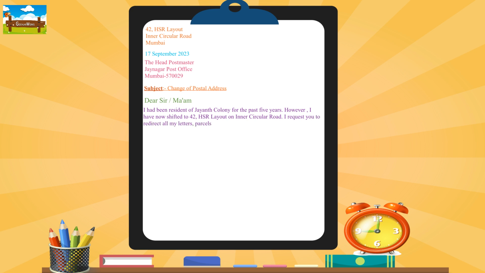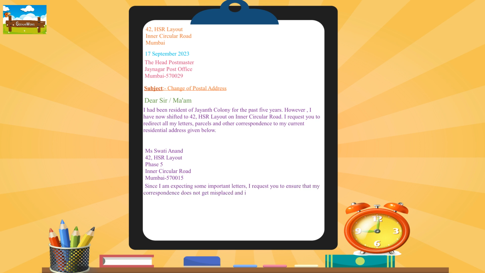I request you to redirect all my letters, parcels and other correspondence to my current residential address given below. Miss Swati Nanda, 42, HSR Layout, Phase 5, Inner Circular Road, Mumbai 570015. Since I am expecting some important letters, I request you to ensure that my correspondence does not get misplaced and is delivered to my correct address which has been furnished above. Thanking you. Yours faithfully, Swati Anand.